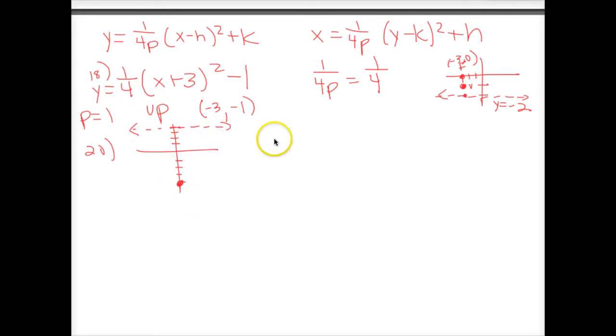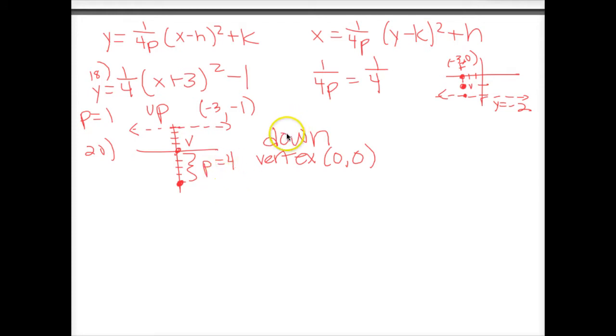So you know that this opens down because the focus has to be on the inside. Directrix can't touch the parabola. You also know that the vertex has to be halfway between. So halfway between those two values is actually the origin. So you know that your vertex is at 0, 0. So I also can calculate the value of P because it's the distance from the vertex to the focus or from the vertex to the directrix. P equals 4.